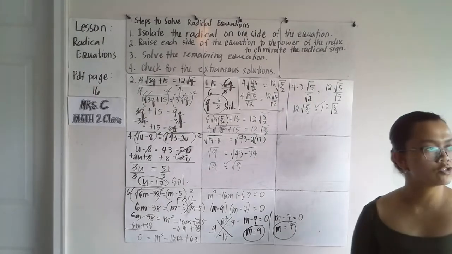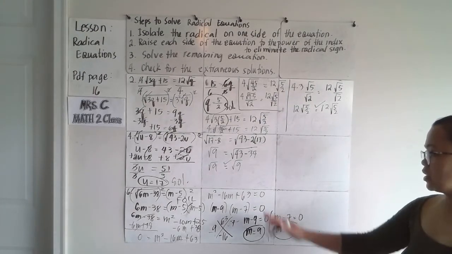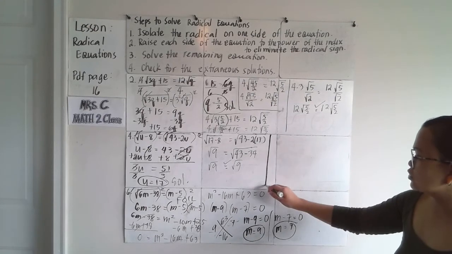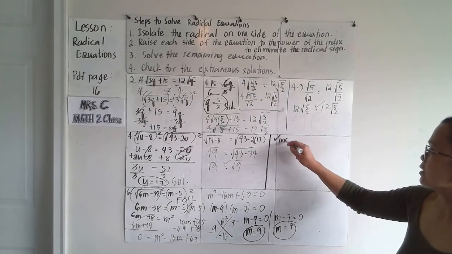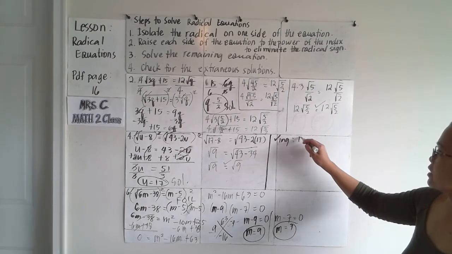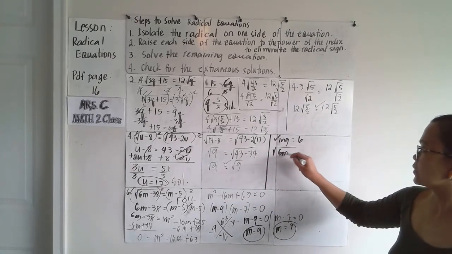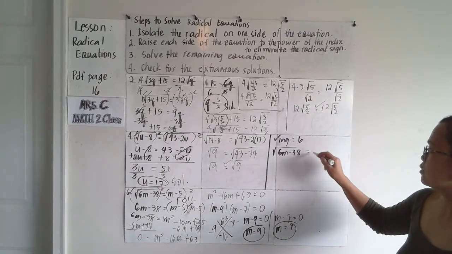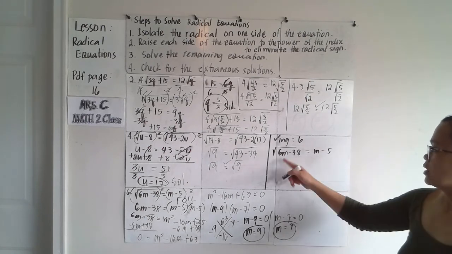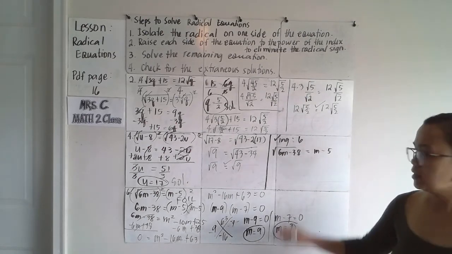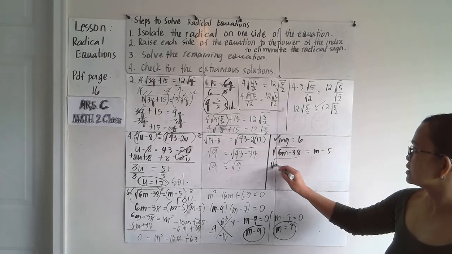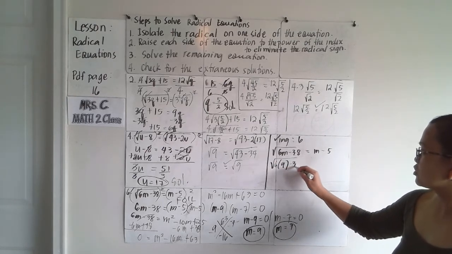9 and 7 are both solutions or extraneous, so we're going to plug back in. So I will use this space for checking number 6. Okay, plug in. So square root of 6m minus 38 is equal to m minus 5. So plug in if m is 9. We're going to have 6 times 9 minus 38.